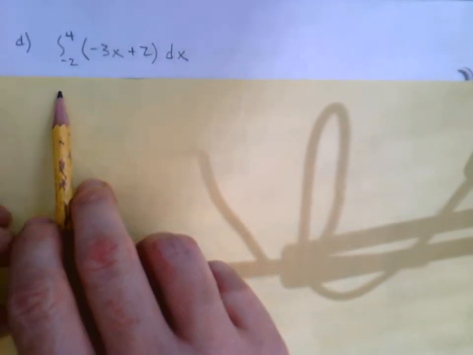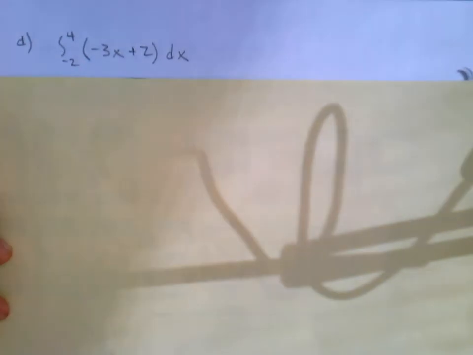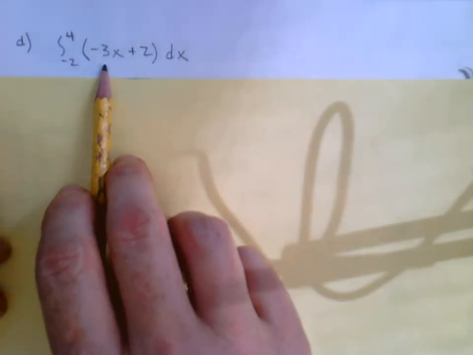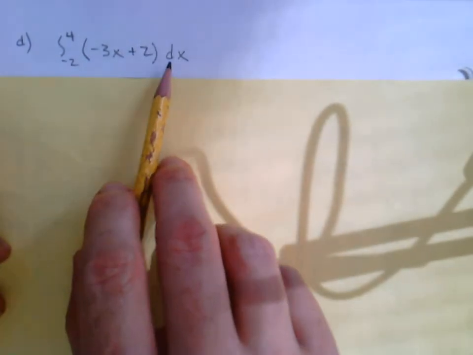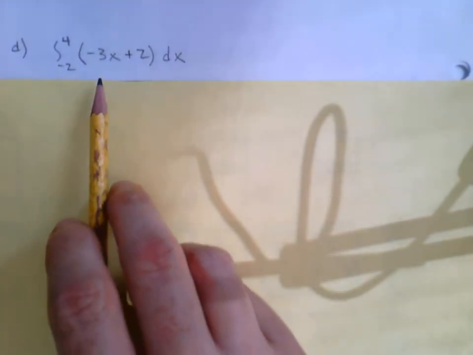Let's look at the definite integral from -2 to 4 for the function -3x plus 2 dx. So something's going to happen here with the final answer that I want to bring up, and hey, we might as well get some practice with it as well.